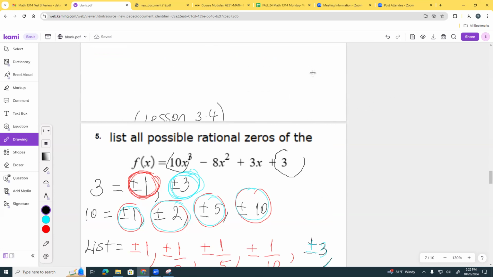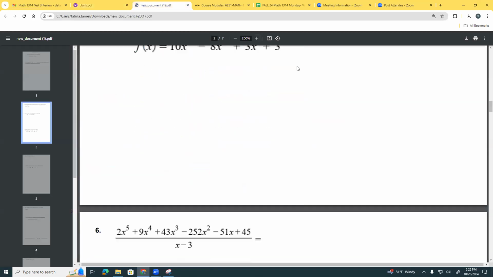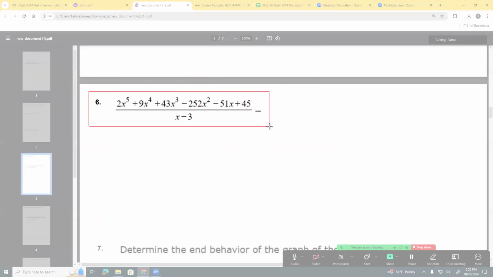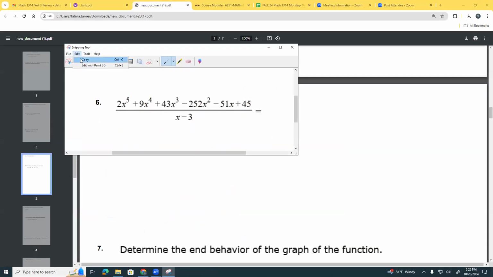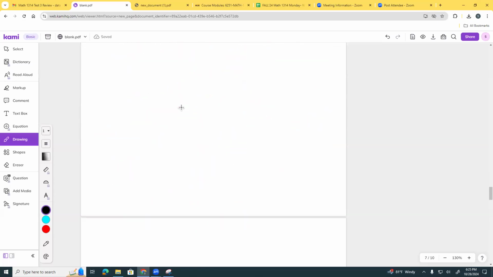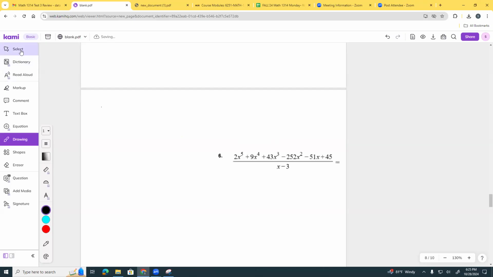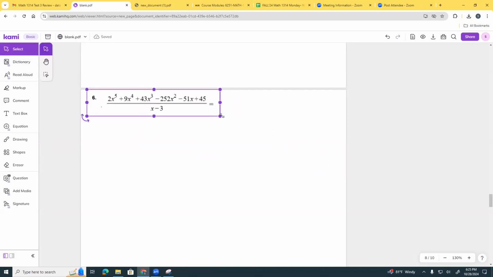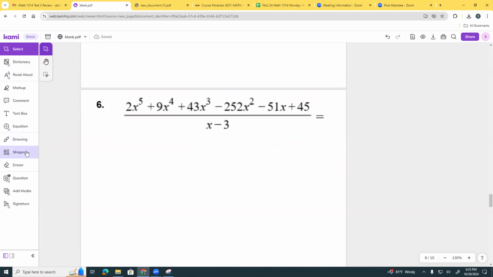All right. Let's move to the next one on the review. I think it's going to be easier now because it doesn't have a lot of complications. It's just a division problem. Question 6 on the test is just a division problem. We're going to do a synthetic division to find the answer.